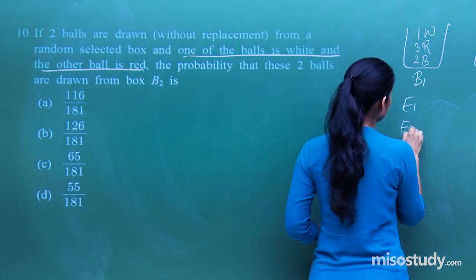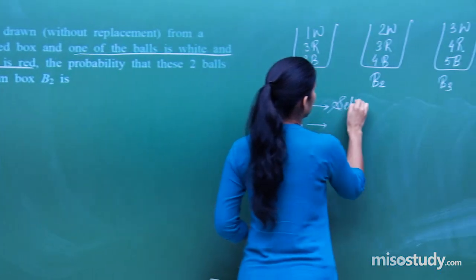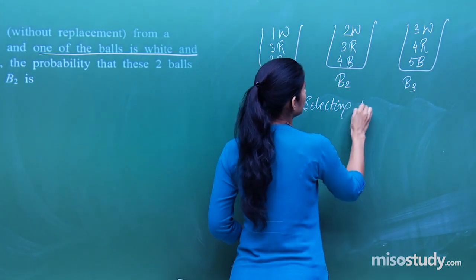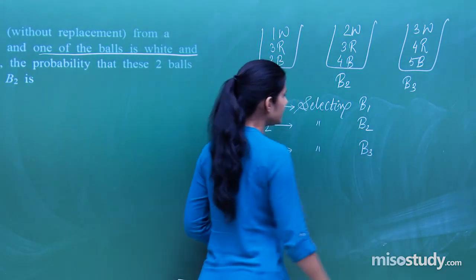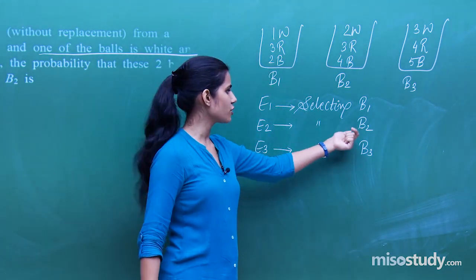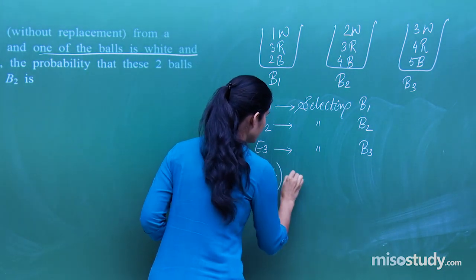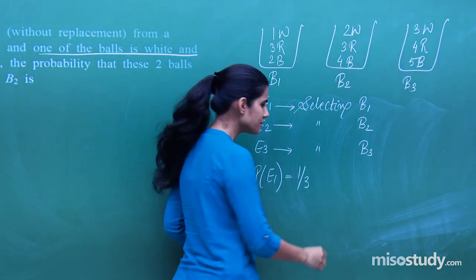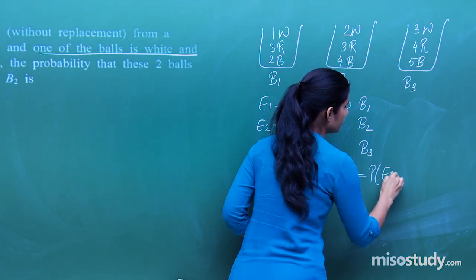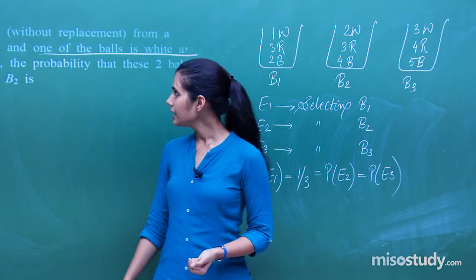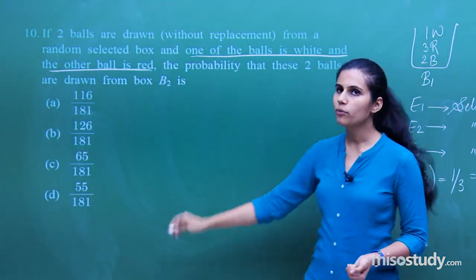Now this is very nice. If you define E1, E2, E3 as selecting box 1, selecting box 2, selecting box 3. It is the event of selecting box 1, event of selecting box 2 and event of selecting box 3. What is probability of E1? It is 1 by 3. They are equally likely outcomes, which is same as probability of E2, which is same as probability of E3. Now let event A be that, out of the 2 balls, one ball drawn is white and the other ball drawn is red.